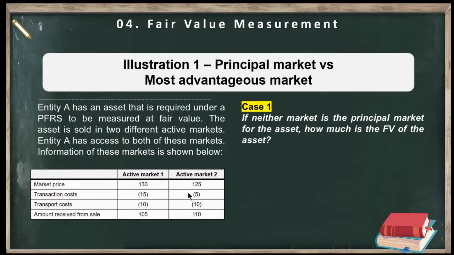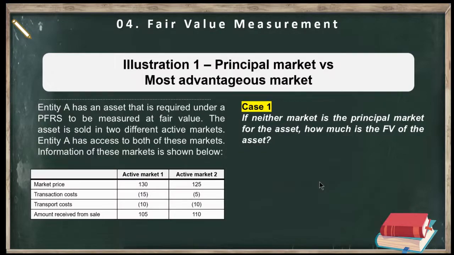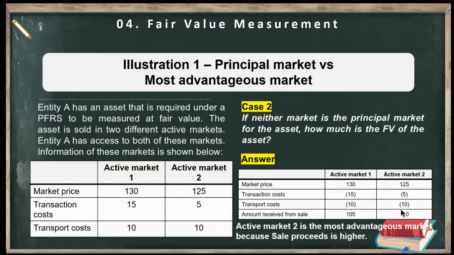So the fair market value here would be, okay, price in active market 2, which is 125, minus 10, and that would be 115. So again, dili na to i-apil ang transaction cost. Ang transaction cost maapil lang kung kwaon na to ang proceeds from the sale. Okay? And then kung asa mas dako ang proceeds sa sale, mao to ang atong i-identify as the most advantageous market, and from there kuhaon nato ang price and i-deduct ang transport cost.